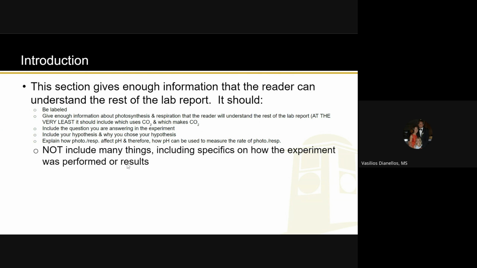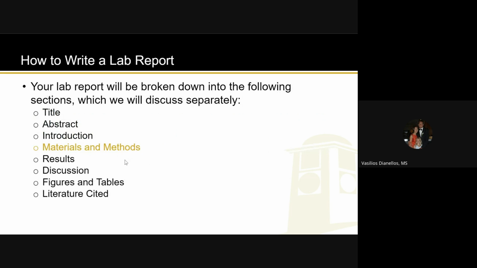And you don't want to include the results. So even though in the abstract you did give the basic results, in the introduction you don't give the results, right? You just talk about the question that you're answering. You give enough background information about photosynthesis and respiration. You give your hypothesis and explain why you chose your hypothesis. You explain how pH is going to be used to measure photosynthesis and respiration, and that's it. There's no need for results. So that's it for the introduction.